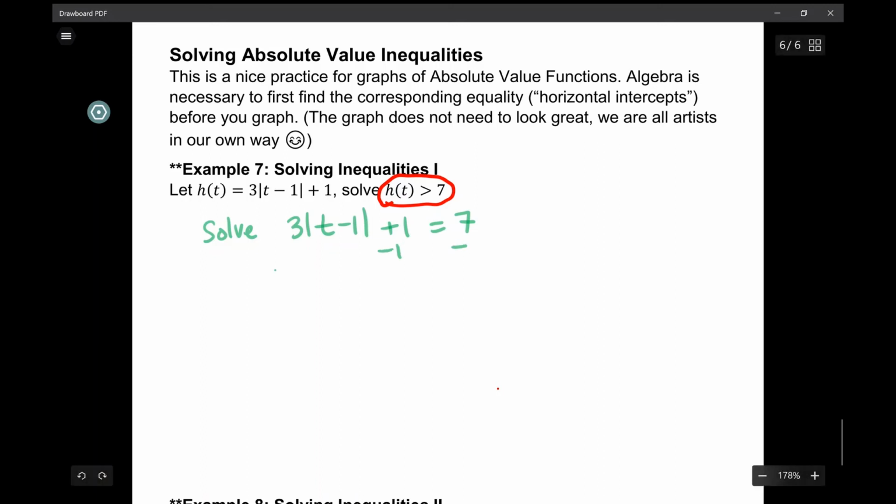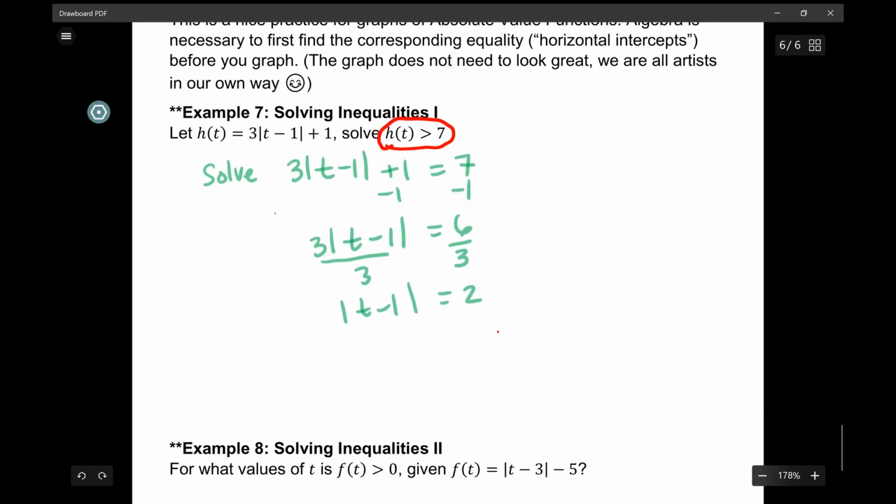Subtract 1. 3 times absolute value of t minus 1 equals 6. Divide by 3. We get absolute value of t minus 1 equals 2. Break this into my two cases. t minus 1 is 2, or t minus 1 is -2. Plus 1, t is 3. That's one of them that we had. t is -1, and that was the other one we had.